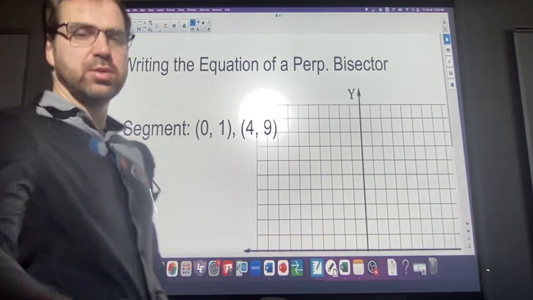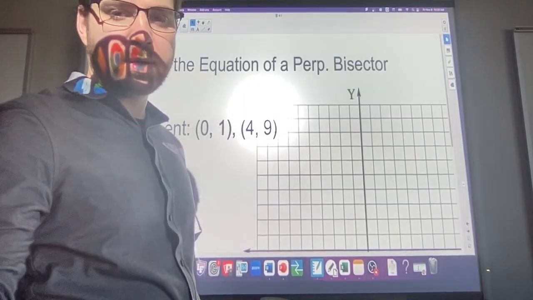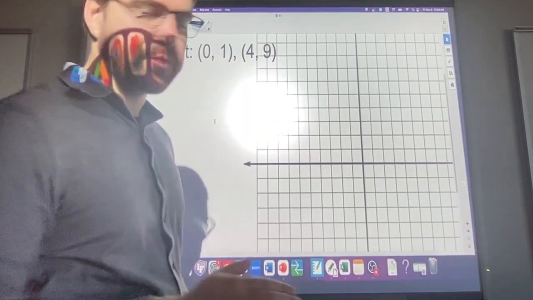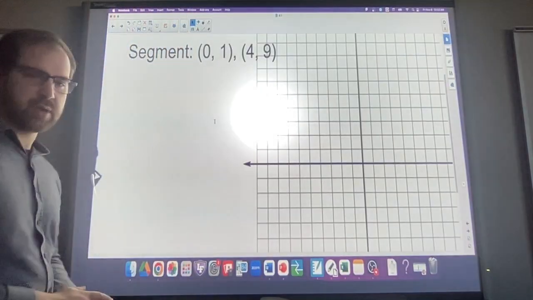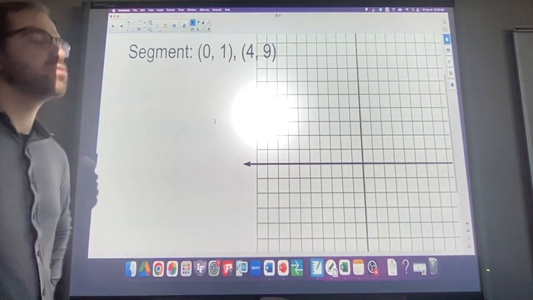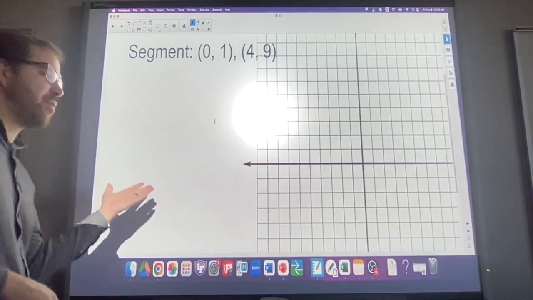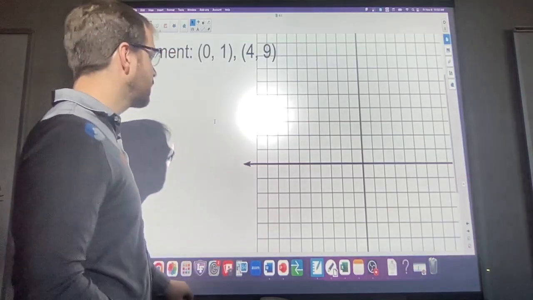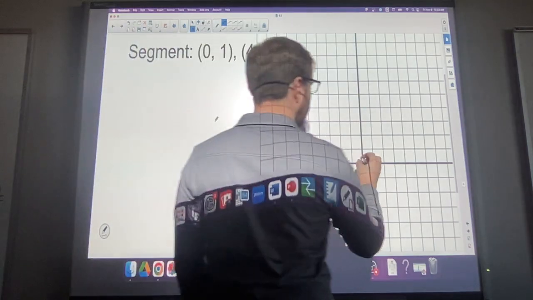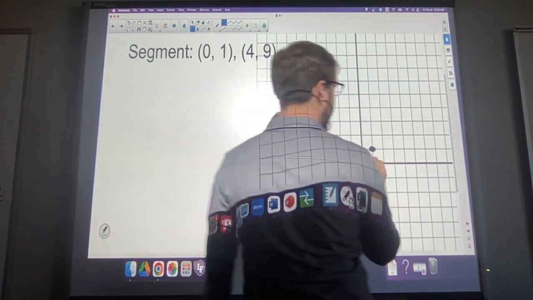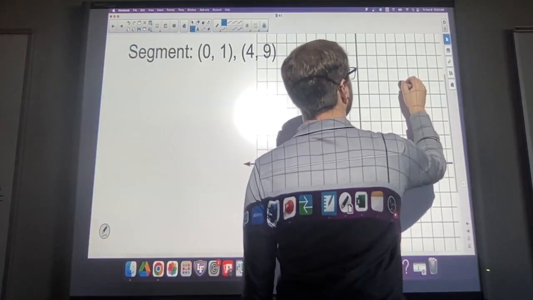Okay? So let's scroll down a little bit so we have our graph. And let's first start by drawing our segment, okay? You're not always going to get a graph for these, but you can graph it. I'll do one with a graph and one without so you can kind of compare. All right, so let's draw our segment. So we got 0, 1, and then we got 4, 9.